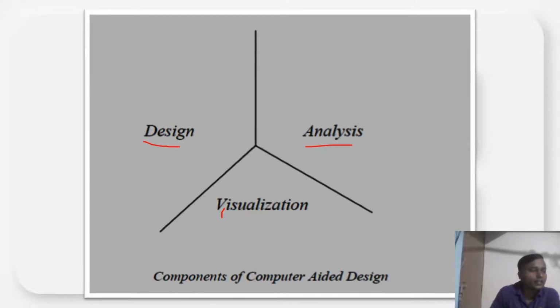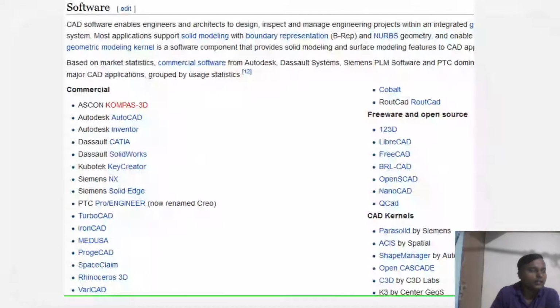We are taking the advantages of these three components in the computer design. Okay, then softwares. I am taking the screenshot from Wikipedia. These are the major softwares available in the market for CAD purposes: CATIA, SolidWorks, Solid Edge, and Pro/Engineer. These are softwares we are familiar with. These are commercial software used in the market. Already you know Autodesk AutoCAD.